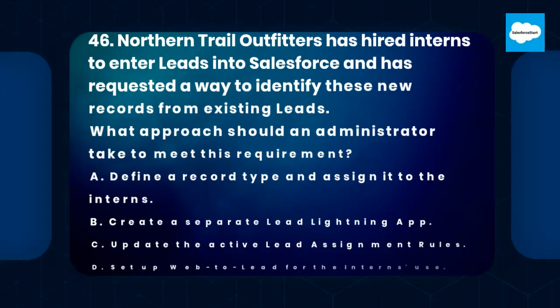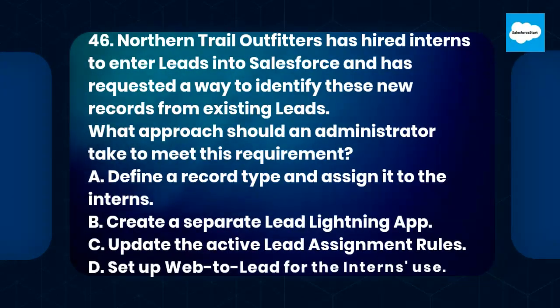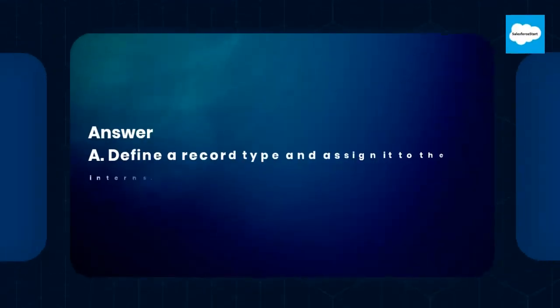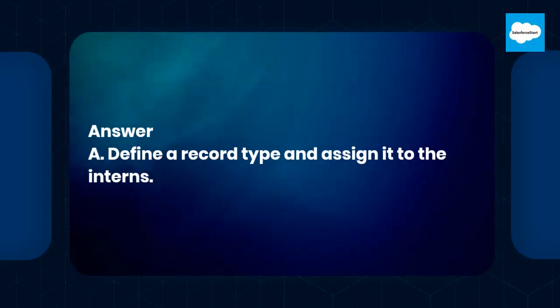Salesforce Admin Winter 23 dumps. 46. Northern Trail Outfitters has hired interns to enter leads into Salesforce and has requested a way to identify these new records from existing leads. What approach should an administrator take to meet this requirement? A. Define a record type and assign it to the interns. B. Create a separate lead Lightning app. C. Update the active lead assignment rules. D. Set up web to lead for the interns' use. Answer A. Define a record type and assign it to the interns.